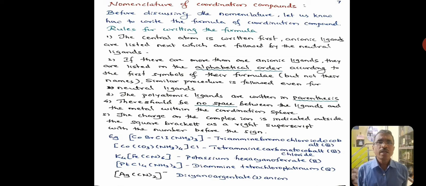The fifth one, the charge on the complex ion is indicated outside the square bracket as a right superscript with the number before the sign. If a cationic complex is there, the cationic charge should be written like 3+ but not +3. It should be written 2+ but not +2. Similarly, for anionic complexes, it should be written 4- but not -4 and so on.